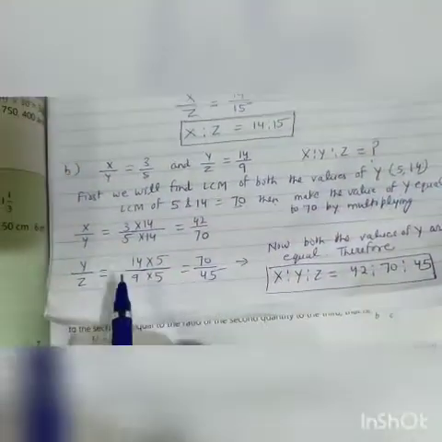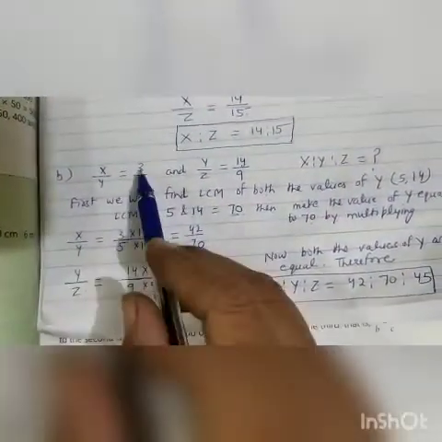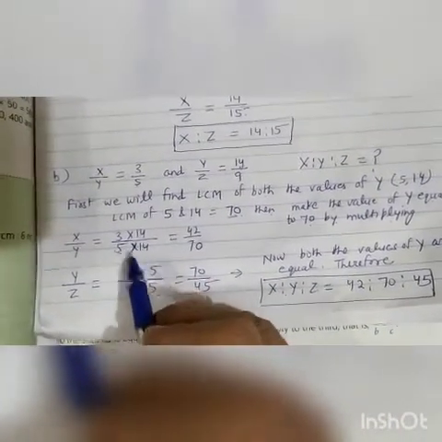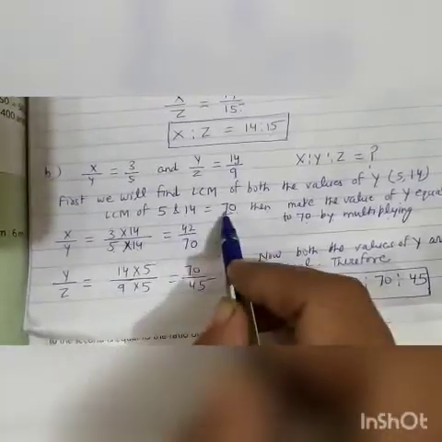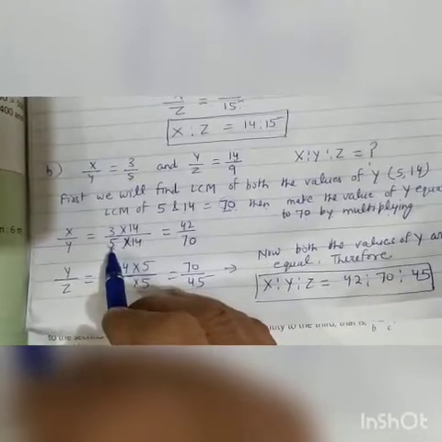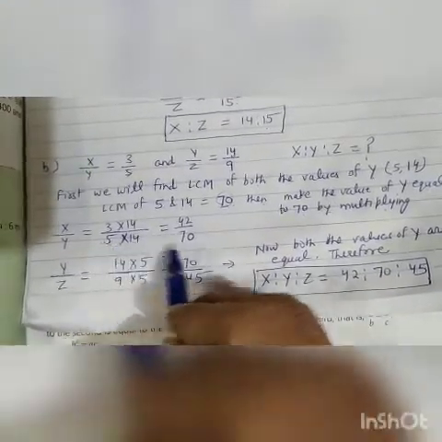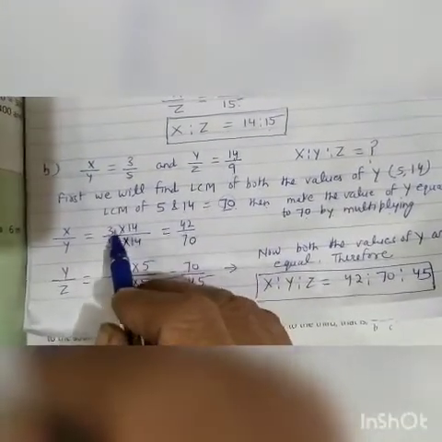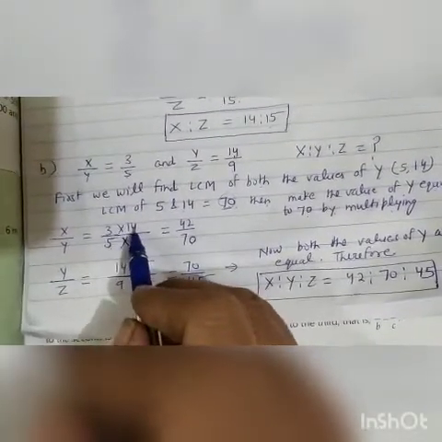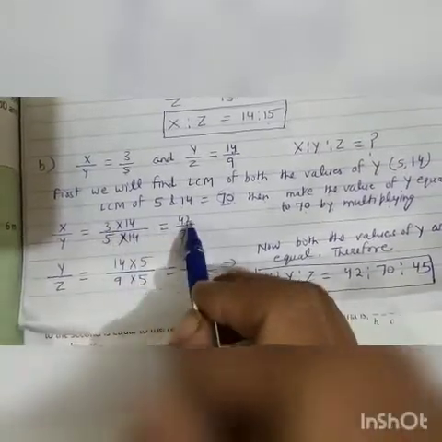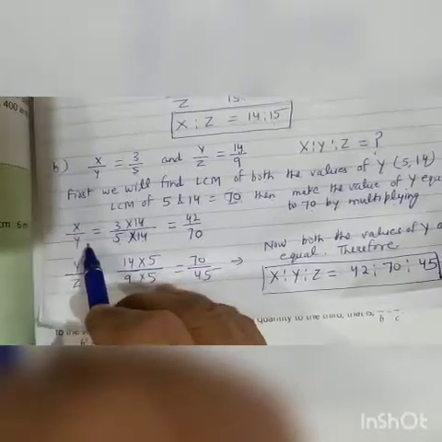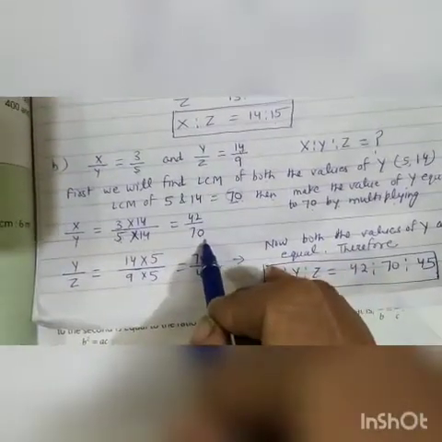How? See here, x upon y is equal to 3/5. If we divide this 70 by this 5, we will get 14. So we will multiply 5 by 14. 14 fives are 70. So we will multiply this 3 also by 14. Then 3 upon 5 multiplied by 14 upon 14. 14 threes are 42, 14 fives are 70. Now the value of x upon y is equal to 42 upon 70.